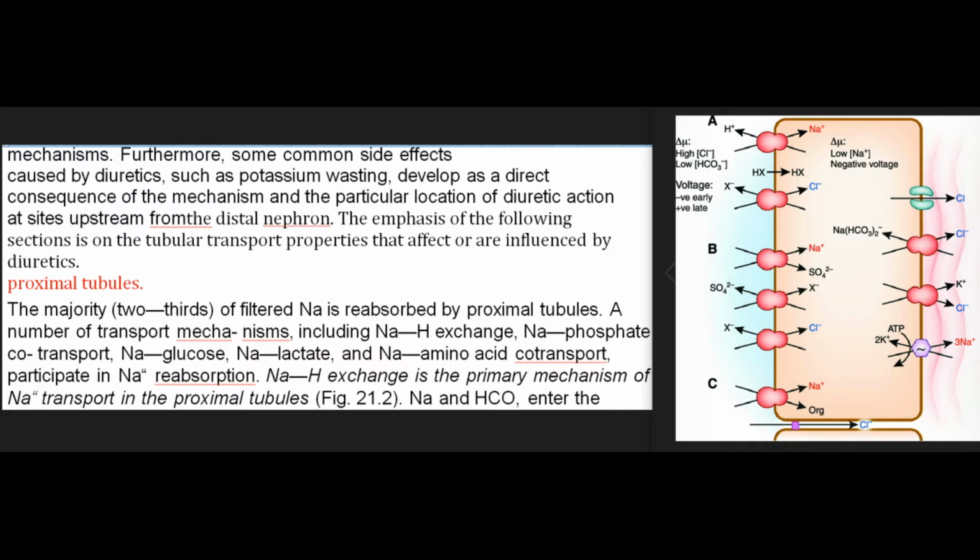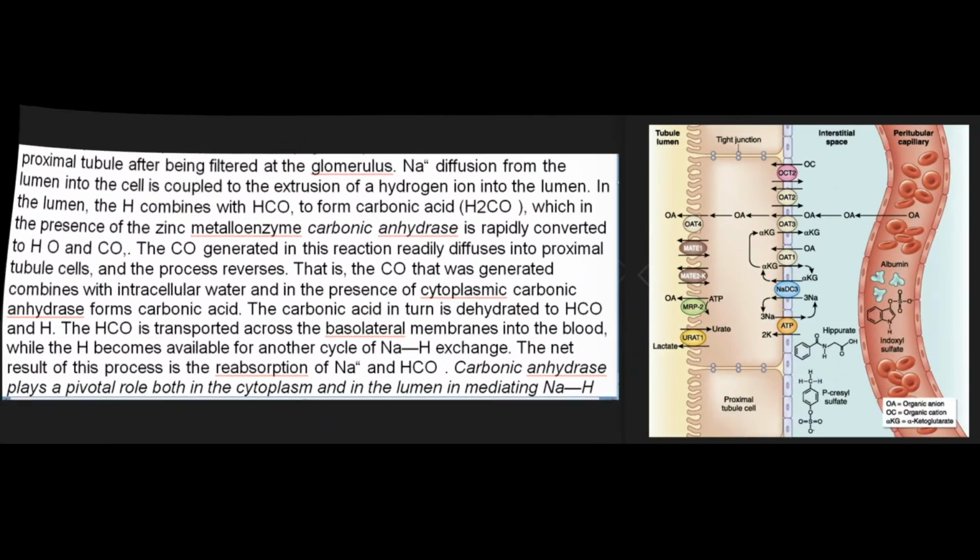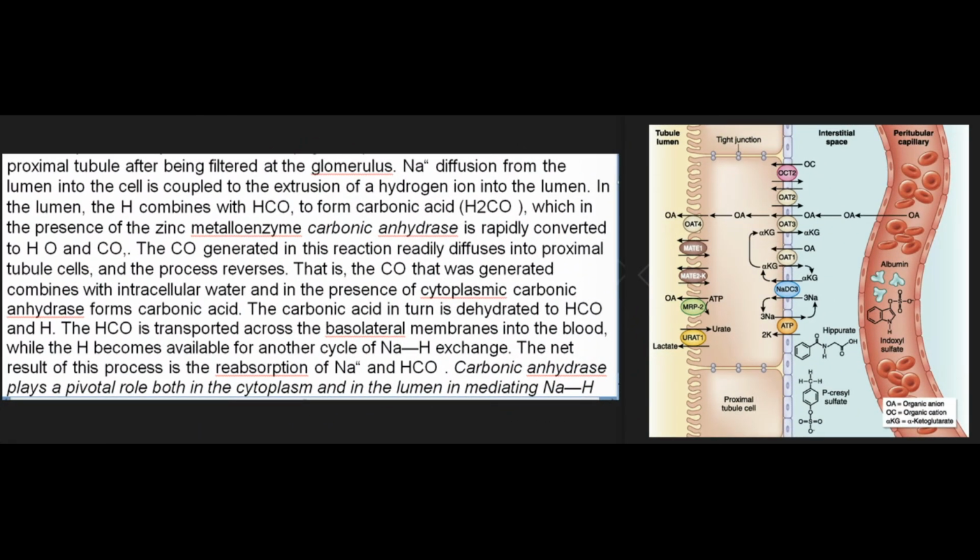Na and HCO3 enter the proximal tubule after being filtered at the glomerulus. Na diffusion from the lumen into the cell is coupled to the extrusion of a hydrogen ion into the lumen. In the lumen, the H combines with HCO3 to form carbonic acid, H2CO3, which in the presence of the zinc metalloenzyme carbonic anhydrase is rapidly converted to H2O and CO2. The CO2 generated in this reaction readily diffuses into proximal tubule cells, and the process reverses.